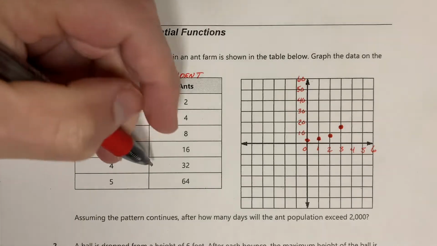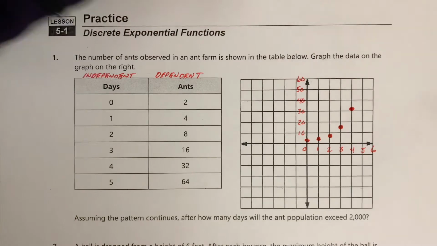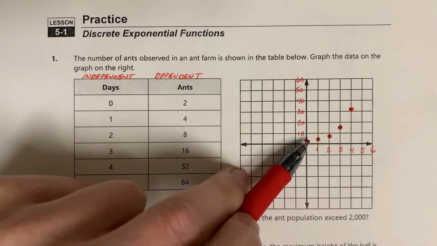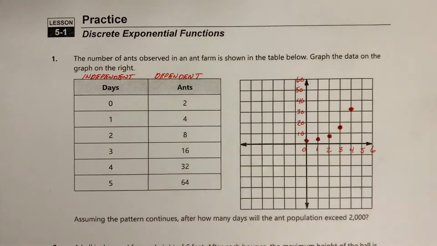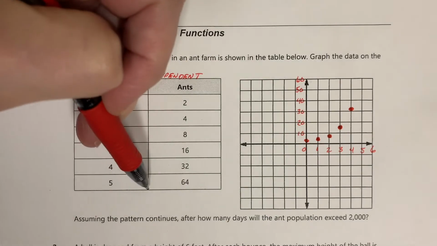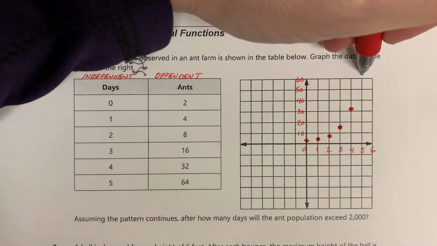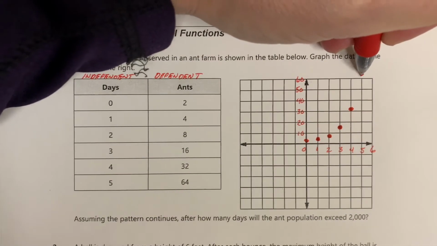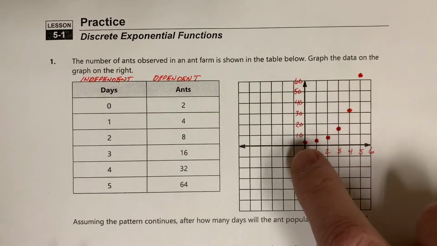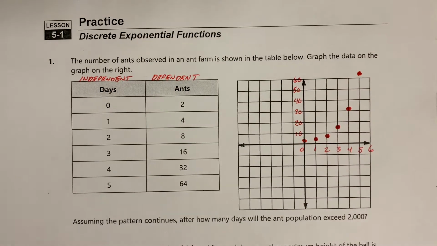Now we have 4 days, 32 ants, that's definitely going to be way up here. And you see the curve start to curve up dramatically after not a very long period of time. It starts to really go up. That's what exponential functions do. And then you have 5 days, 64 ants. If 60 is way up here, then 64 we might be able to get away with about right there. So here's our number of days and here's our ants, and you can clearly see this pattern going up quickly, and that's what we call exponential growth.